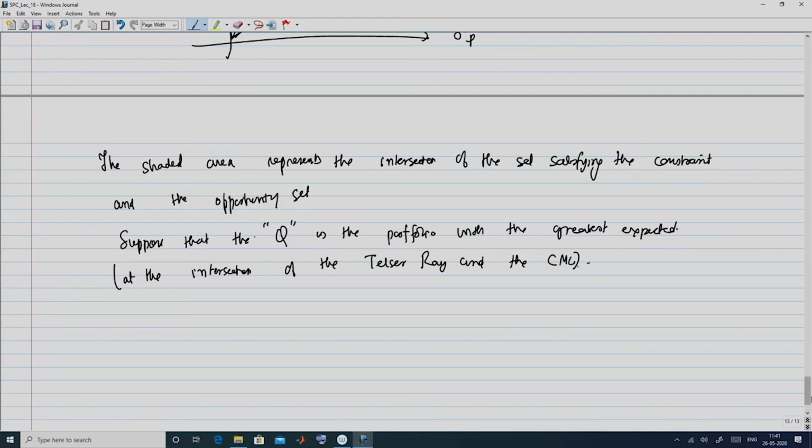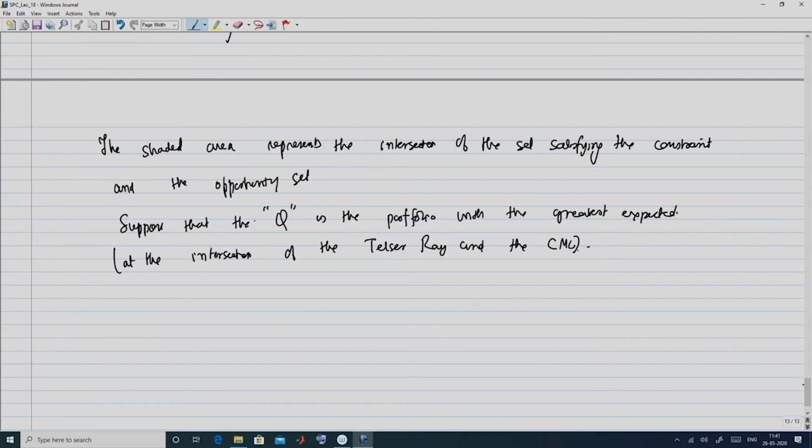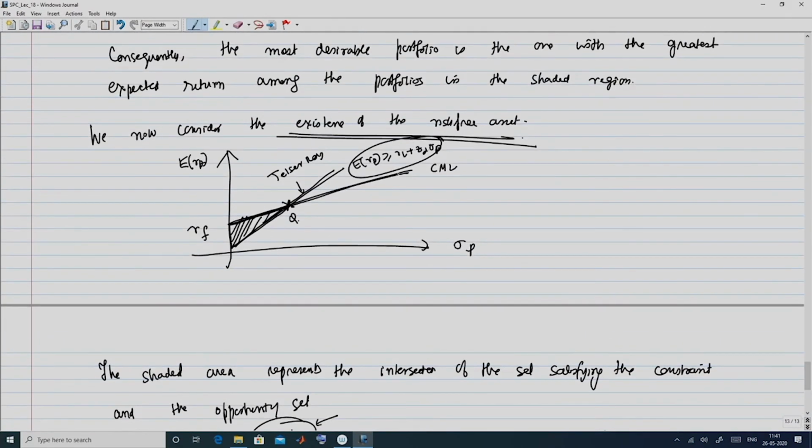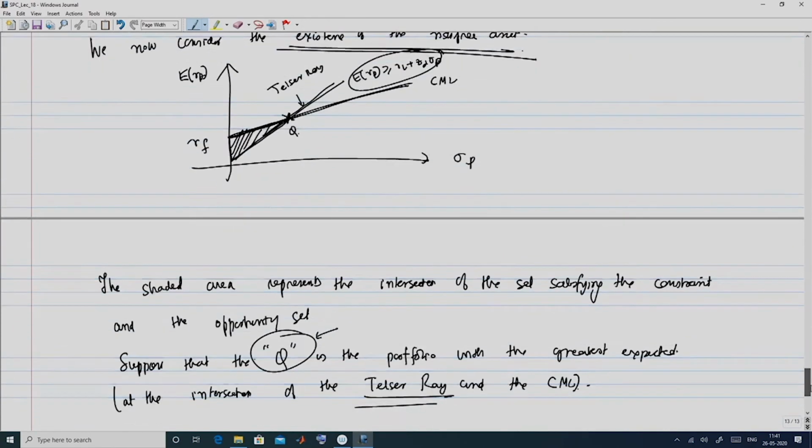So here I identify this with K. So we make this observation. Now if I identify this with Q, since this lies on the Telser ray, it will obviously satisfy the Telser relation: ERP is equal to RL plus Z alpha sigma P.